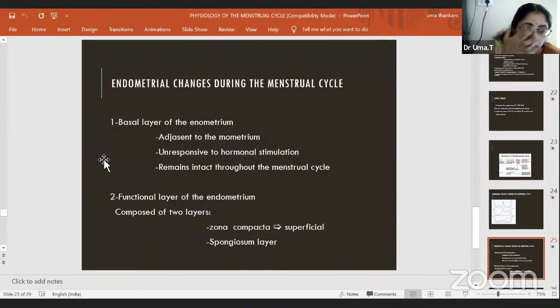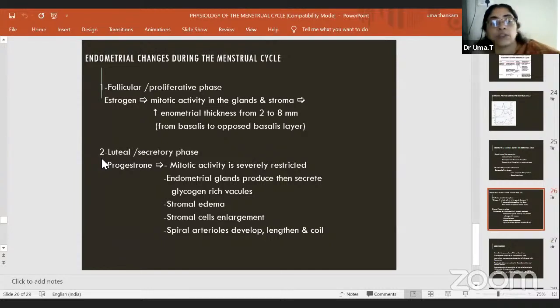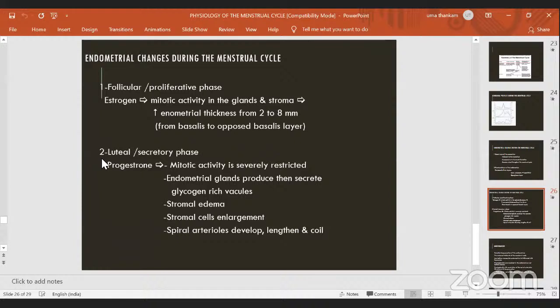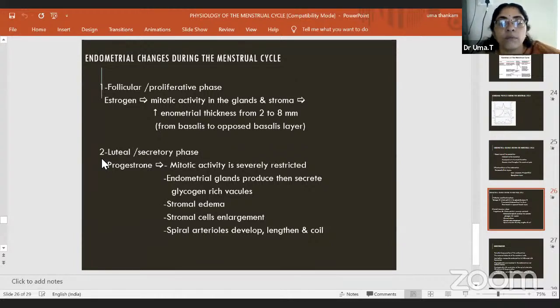The second layer is the functional layer of the endometrium, which is composed of 2 layers, namely the zona compacta, which is superficial, and the zona spongiosum, or the spongiosum layer. What happens in the menstrual cycle? In the follicular or proliferative phase, it is estrogen produced by the follicle that acts. This estrogen causes an increase in the mitotic activity of the glands and the stroma. The endometrial thickness increases from 1 to 2 millimeters to 8 millimeters, from the basalis to the opposed basalis layer. What happens in the luteal secretory phase?